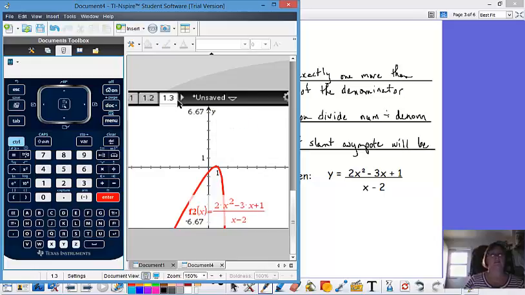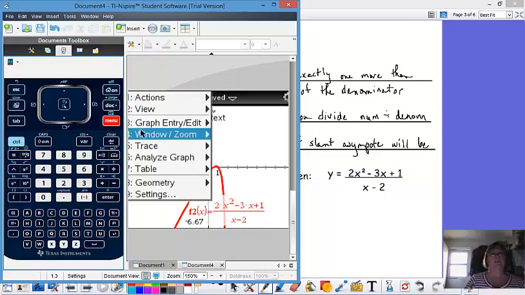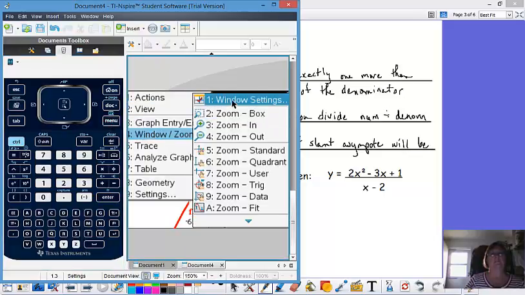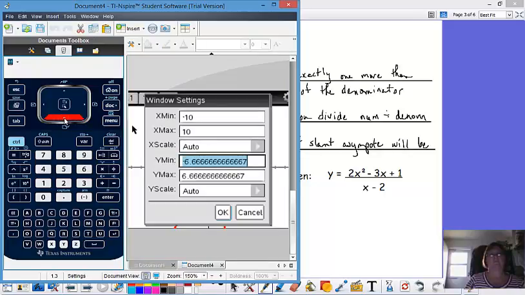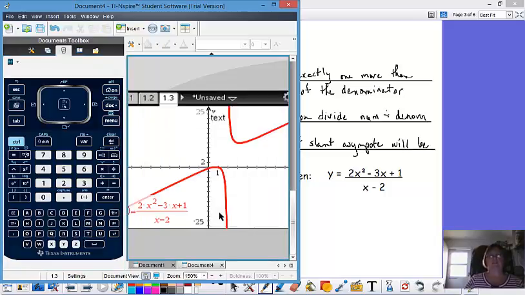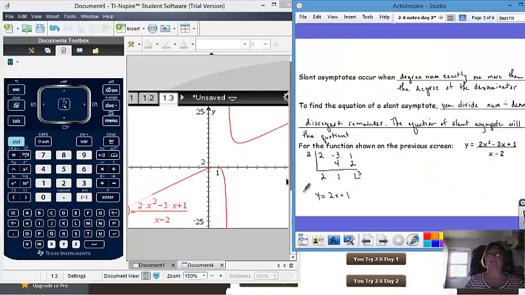And let's set up a viewing window that shows what we had before. So we're going to menu and window and settings. X's are fine there, but the Y's we're going from, I don't remember, but I'm going to say negative 25 to 25. Let's see what kind of a picture we get there. Oh yeah, that's better. Okay, my claim is that the line that we found, which was 2x plus 1, I believe, I'll go back and look for that. Yeah, 2x plus 1 ought to fit, it ought to slide right in there.